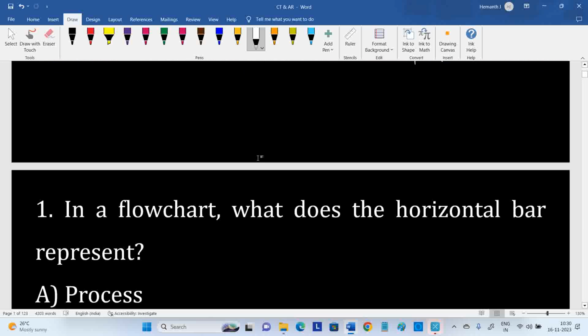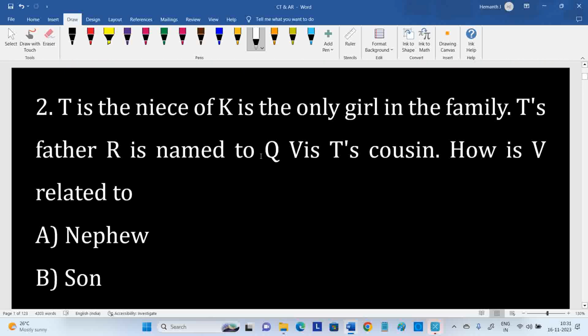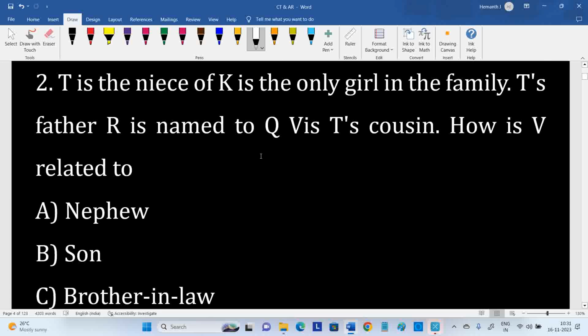Now see the question here. T is the niece of K, and is the only girl in the family. T's father R is the brother of K. T's cousin V is the son of Q. V is T's cousin. How is V related to R?